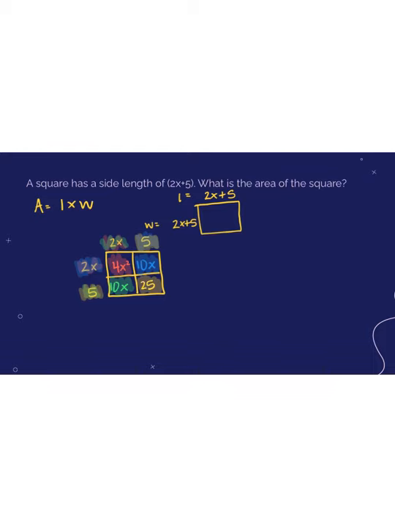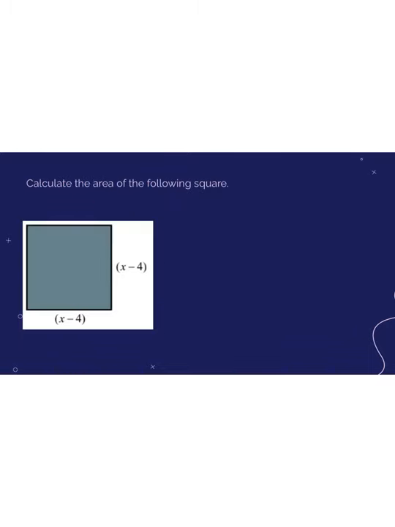So I'm going to start at the top, my highest power. Okay, and I'm going to combine those two in the middle because they both have an x on it. I'm going to start with 4x squared. 10x plus 10x is 20x plus 25. Okay, so this one says calculate the area of the following square. And if you remember, area equals length times width. Okay, so they gave us our length and they gave us our width.